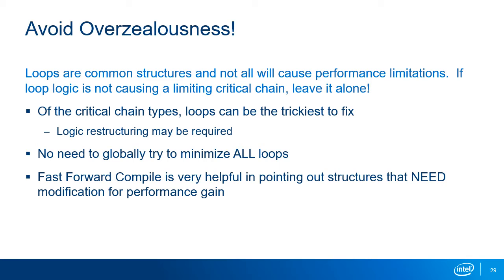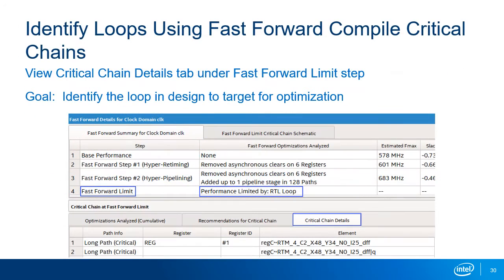So this is how fast-forward analysis can help. It can point you to the loops that are truly limiting your performance so you can focus your efforts only on the loops that need modification. So to identify the performance limiting loop, you want to go to your fast-forward compile report and select the fast-forward limit. There you want to look down at the Critical Chain Details tab. This critical chain should be pointing you to the performance limiting loop in question.